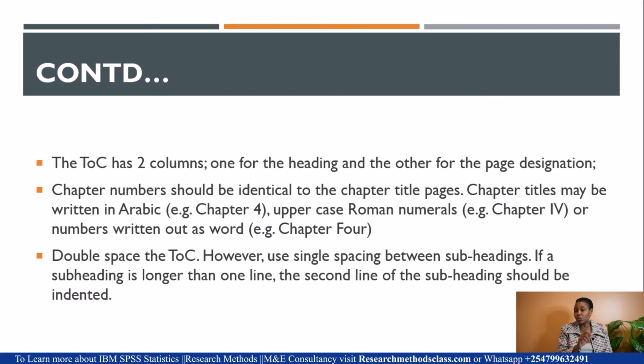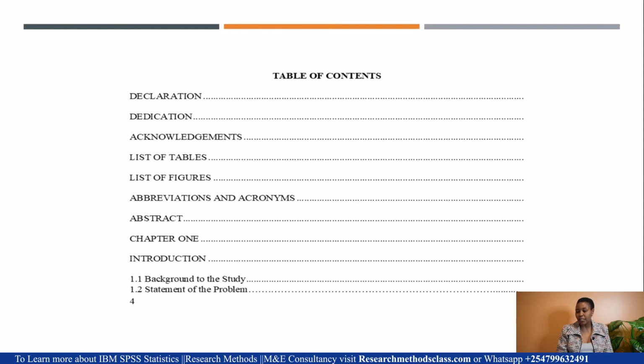For instance, 4 is IV, or you may use numbers written out as words. That is chapter with the word four as a word. Double space the table of contents. However, use single spacing between subheadings. So from level 1 to level 2, you use single spacing. And if a subheading is longer than one line, the second line of the subheading should be indented.